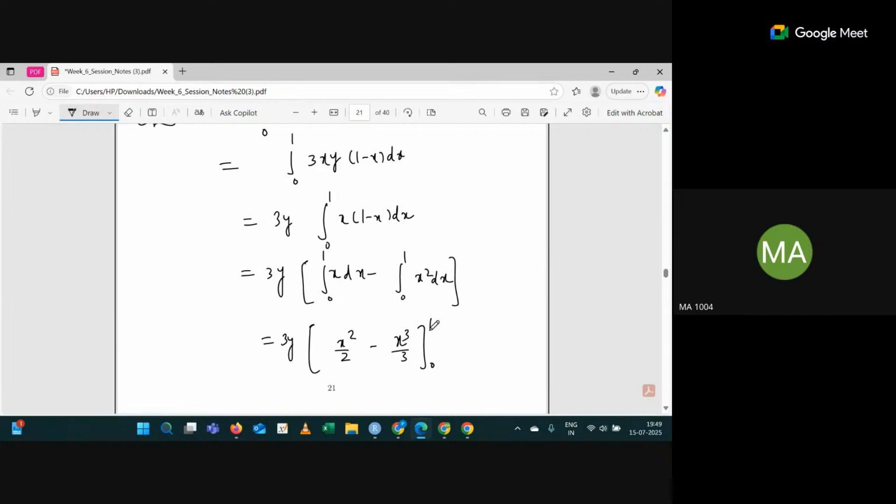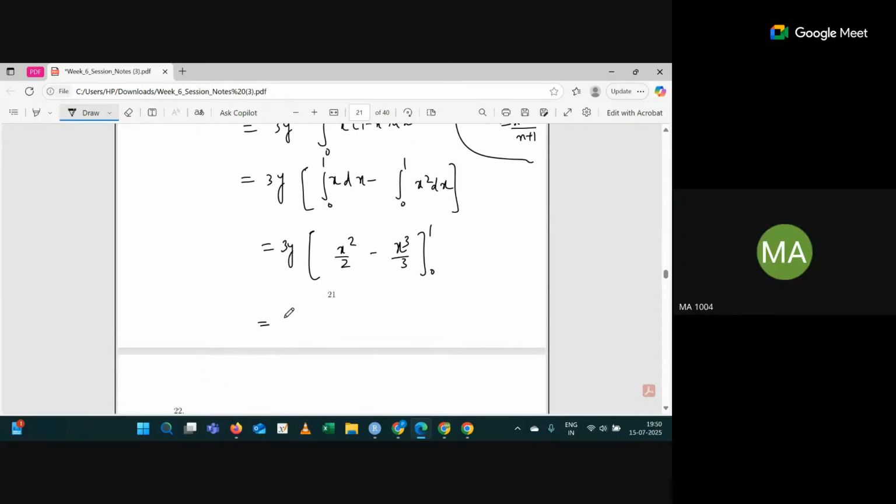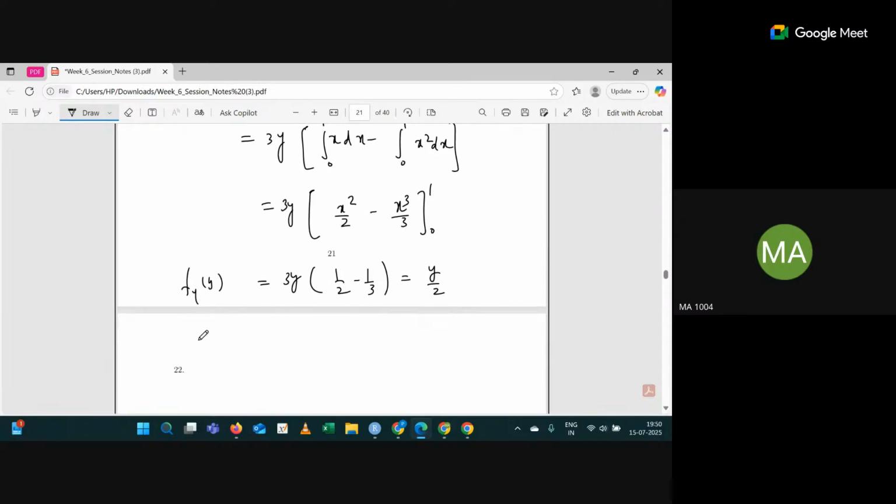Would you agree with me? Because the integration of x to the n dx is x to the n plus 1 divided by n plus 1. So it will be 3y times 1 by 2 minus 1 by 3, correct? Basically, this will be 3y times 1 by 6, which is y by 2. Yes or no? So f_Y(y) is y by 2. So f_Y of half will be how much? 1 by 4. Correct?